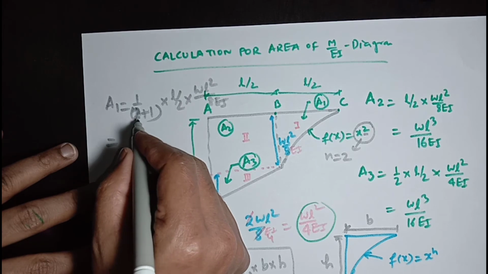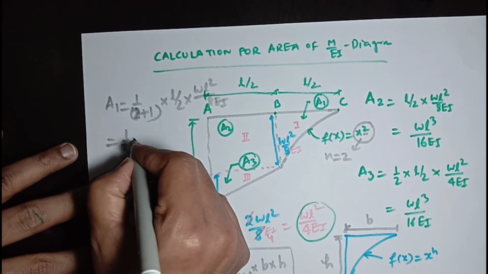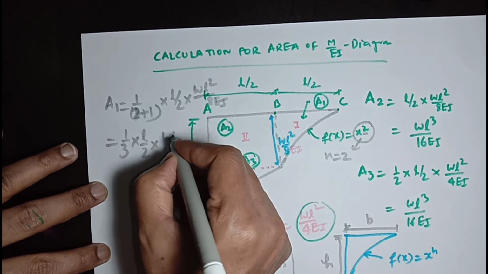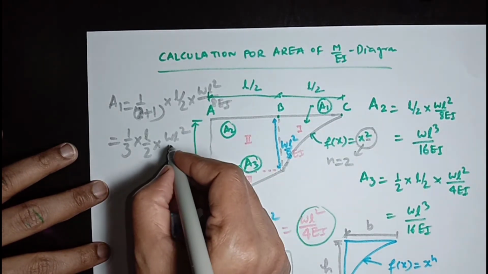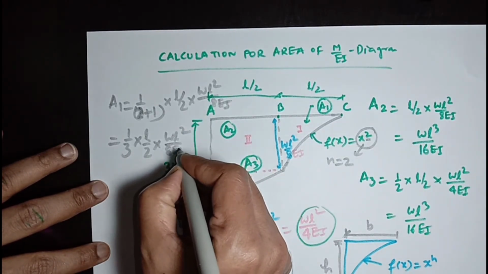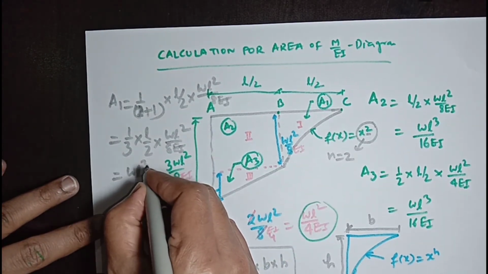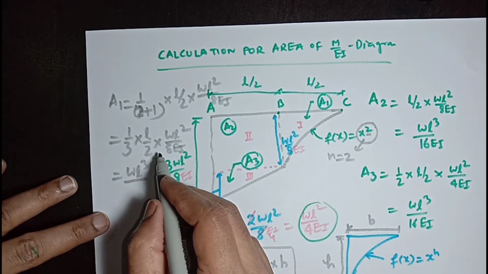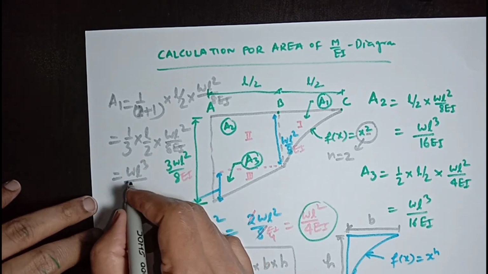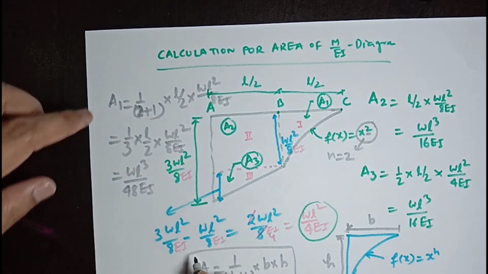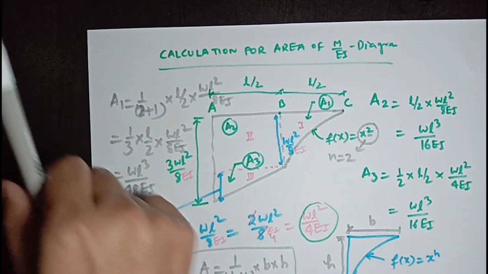So it will be 1 divided by n plus 1, that is 2 plus 1, multiplying with base length L by 2, and height WL square by 8 EI. So it will be 1 by 3rd, L by 2, WL square by 8 EI. So it will be WL cube divided by 48 EI. The area of A1 is WL cube by 48 EI.